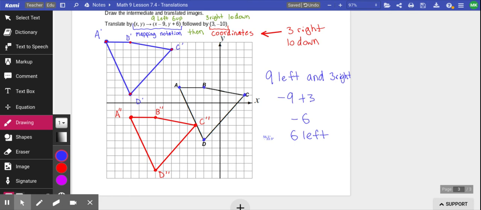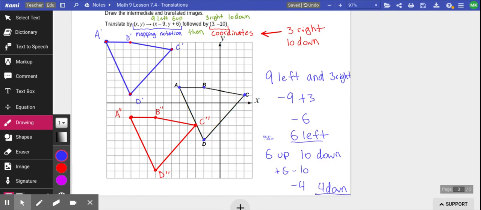So if I did 6 up and then 10 down, that's like having positive 6 minus 10. That's like doing negative 4, which is 4 down. And if you look, all my points, they are 6 left and 4 down from the original point. So you could have just done that if that's how you wanted to do the question as well.